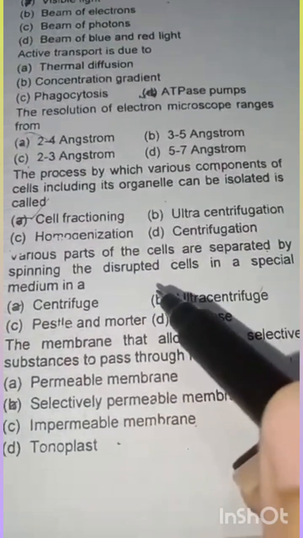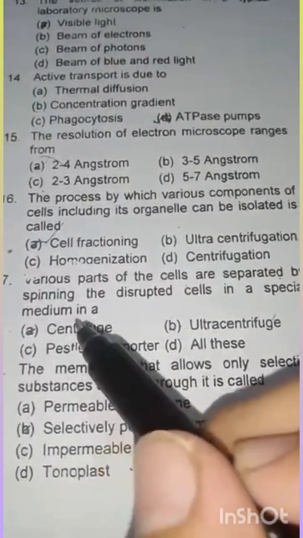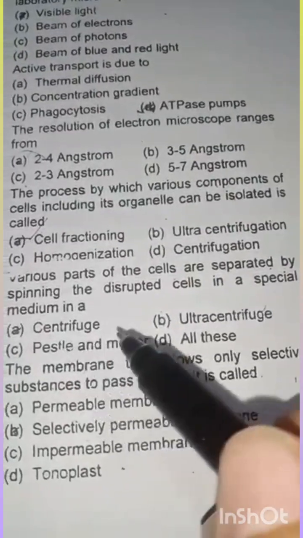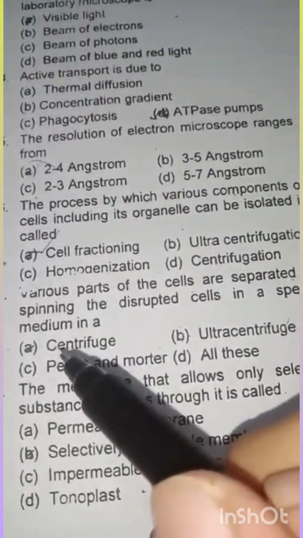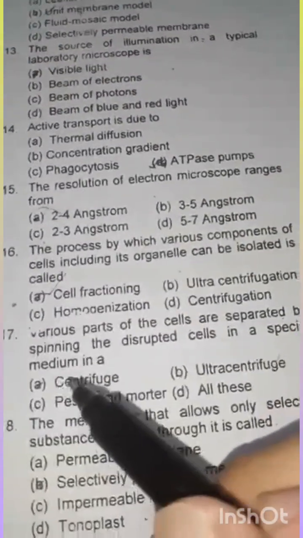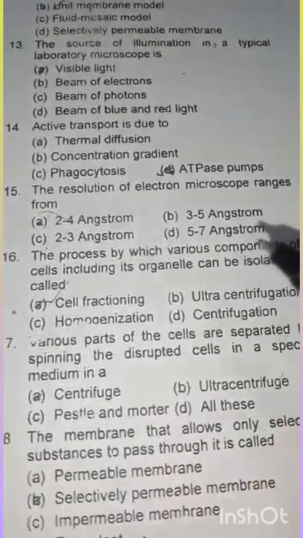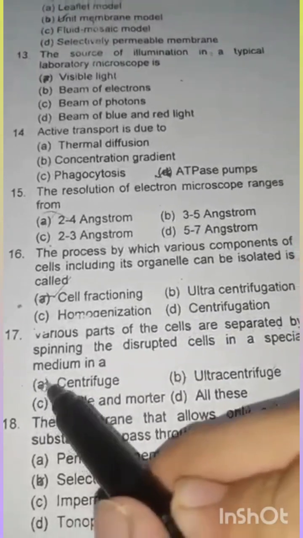The various parts of the cell are separated by spinning the cell in a special medium: option A, centrifugation; option B, ultracentrifugation; option C, Pasteur; option D, all of these. So centrifugation at a high speed will separate the organelles. It can be spun at a high speed and its material can be separated. So option A is correct, centrifugation.